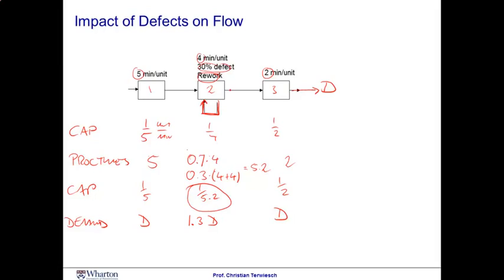If you then recall our definition of implied utilization as a ratio of demand to capacity, you're going to get D divided by the capacity of 1 over 5, which is 5D, then 1.3D divided by the capacity of 1 over 4, and finally D divided by 1 over 2, which is 2D. So you notice here that this is 5.2D, which is the highest implied utilization, making the second step indeed the bottleneck.